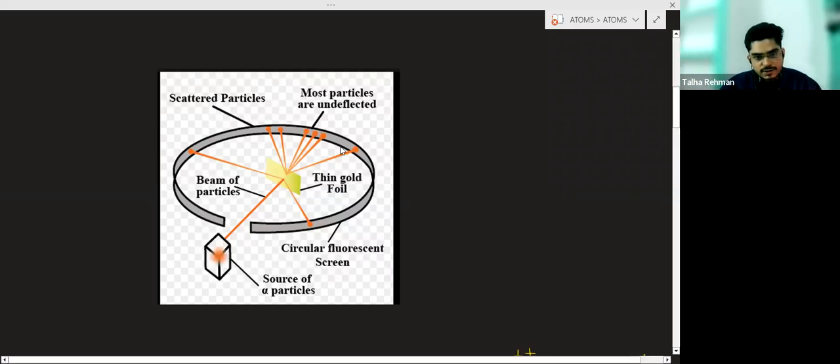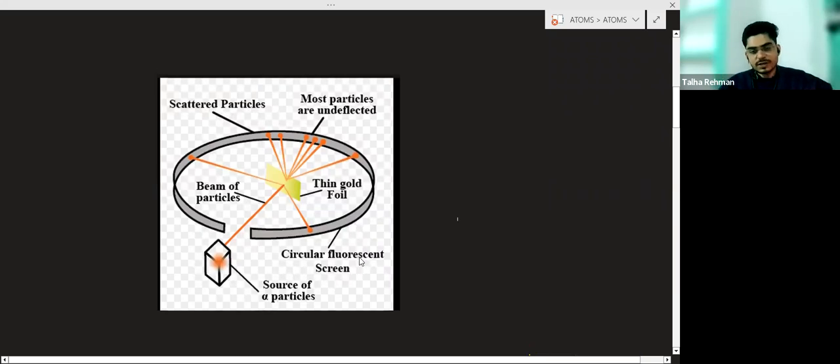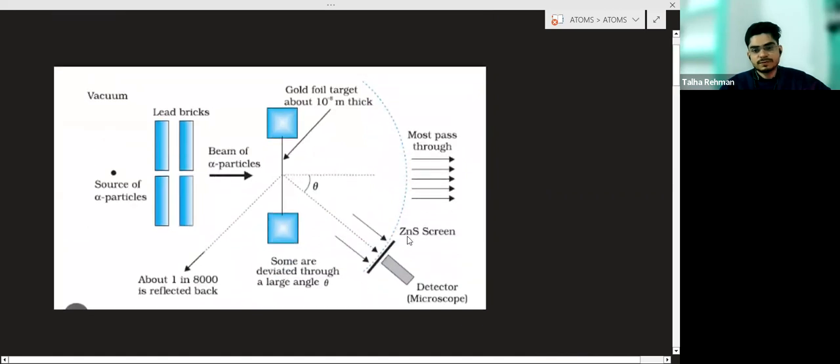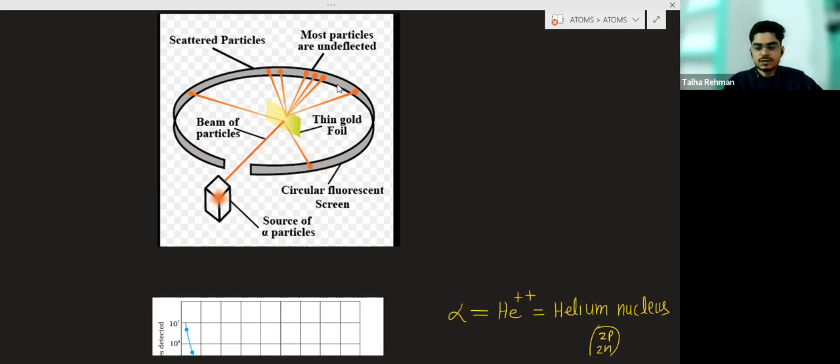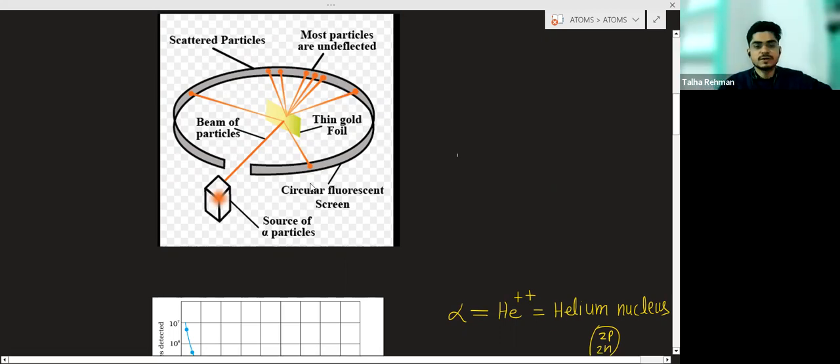And this is a circular fluorescent screen, made up of zinc sulfide. What is the use of this fluorescent screen? When the alpha particle strikes this screen, there will be a flash of light, due to this fluorescent screen.